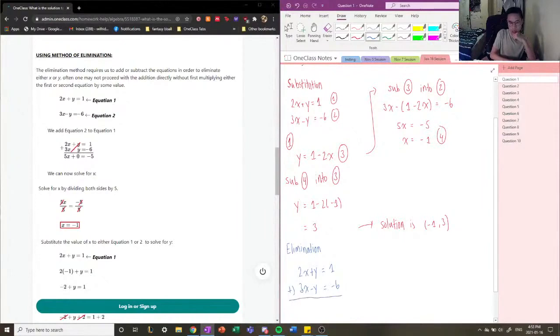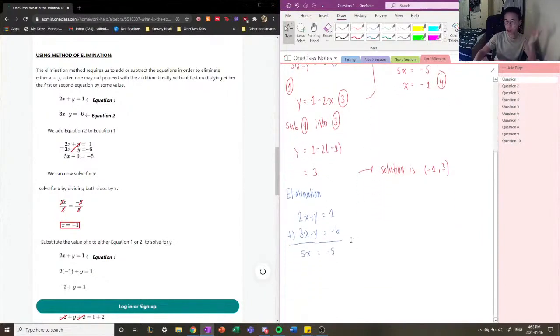So if we were to add both sides, we would get 5x plus, so y, positive y minus y is 0, and then we would have negative 6 plus 1, which is negative 5. Okay? So we see here where the term elimination comes in, right? So for elimination, we want to get rid of one of the variables, okay? So by getting rid of one of the variables, we can isolate for the other one and solve for it, okay?